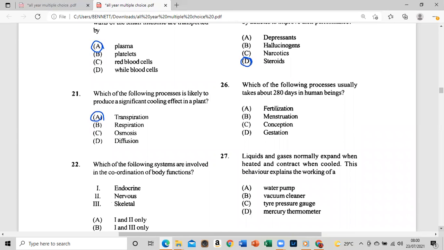All right, number 26. Which of the following processes usually takes about 280 days in human beings? Is it fertilization, menstruation, conception, or gestation? 280 days.